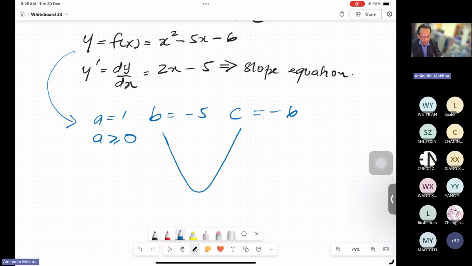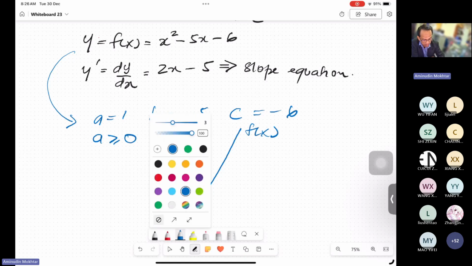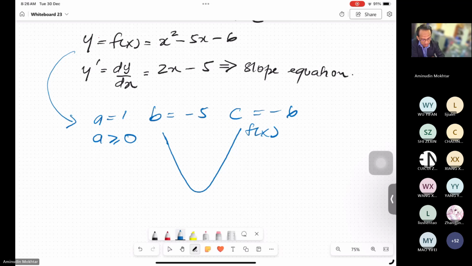So if you refer to this graph, there is f(x). The graph opens upward. This graph has two situations here. The first part of the graph is decreasing, this area. The second part of this graph is increasing, this one.